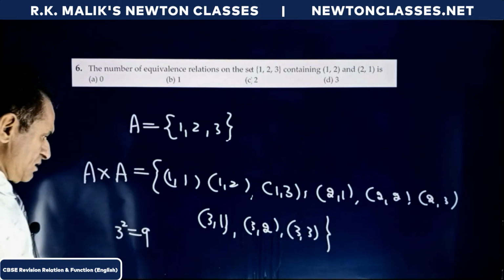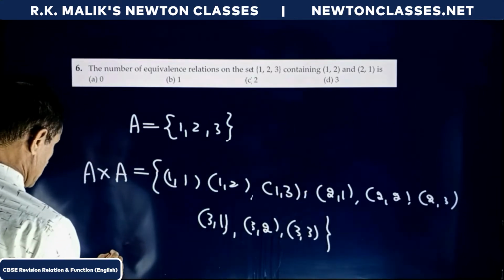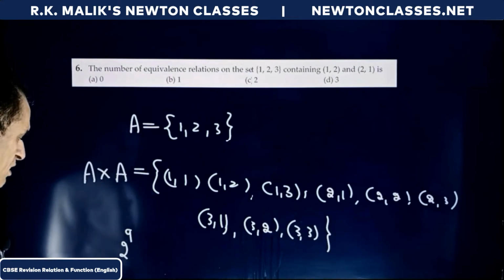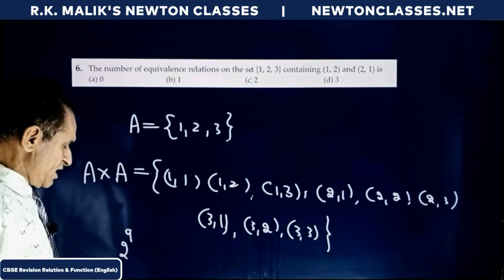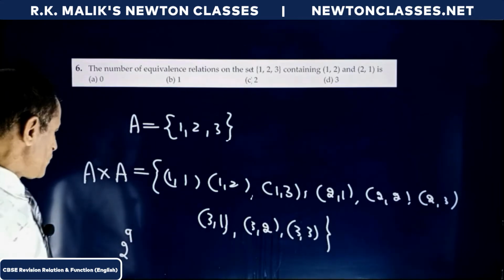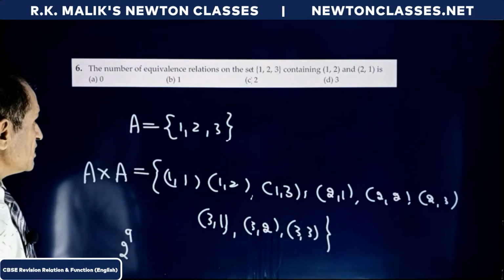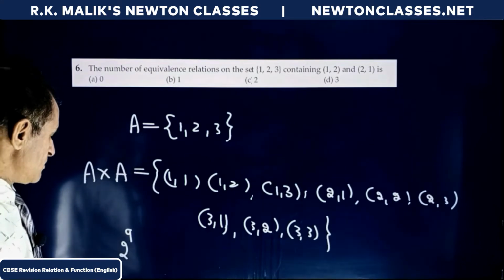And because there are 9 elements in A cross A, hence number of subsets will be 2 to the power 9. And we know that every subset of A cross A is called a relation. Hence 2 to the power 9 relations are possible on the set A. But presently we are discussing the case of number of equivalence relation.